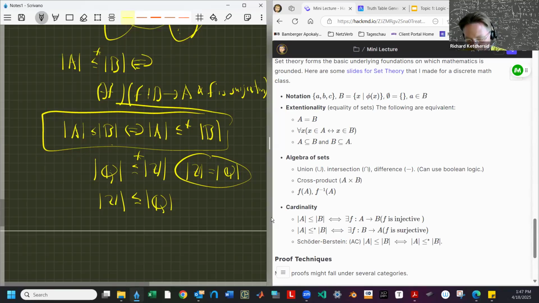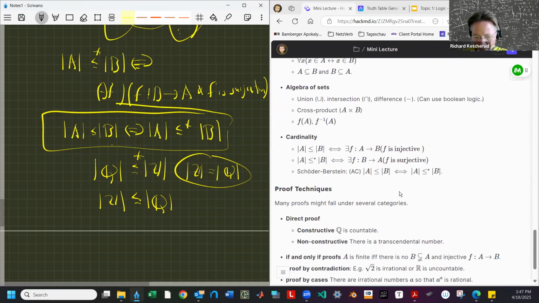So this is useful, and this is called the Schroeder-Bernstein theorem. So it's got a name. Again, I'm not terribly interested in how the proof goes here. If anyone's interested, we can talk more about it. But that's just a brief little bit of set theory.